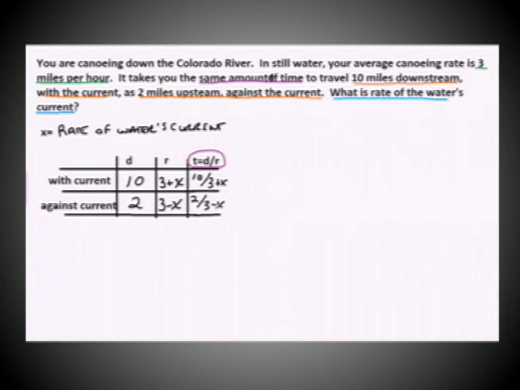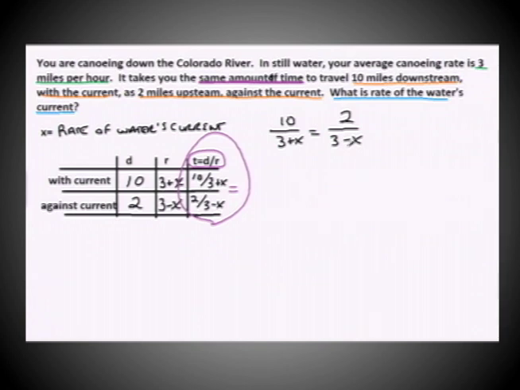Now, going back to our problem where it says it takes the same amount of time. If something is the same, that means you can put an equal sign between them. So you can use this last column to set up your equation. And our equation is 10 over 3 plus x is equal to 2 over 3 minus x. So we have a rational equation here.